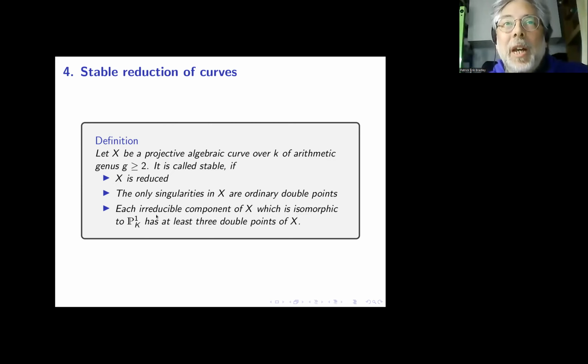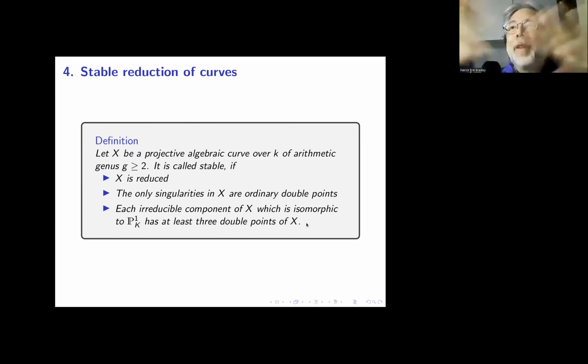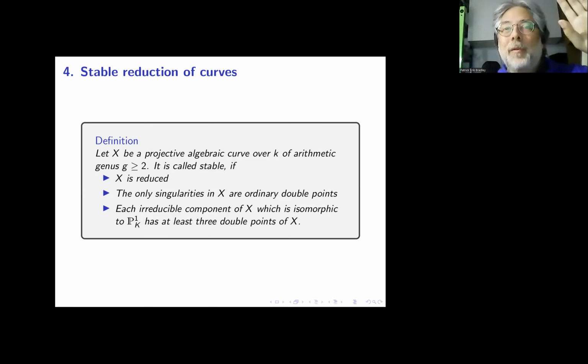And for the definition of a stable curve, each irreducible component of X which is isomorphic to a projective line has at least 3 double points of X. So the other components can have any genus and intersect somehow in other components, but if you have a rational curve, then it has to have at least 3 double points. That makes it stable. If this third condition is not satisfied, then you just call it semi-stable.